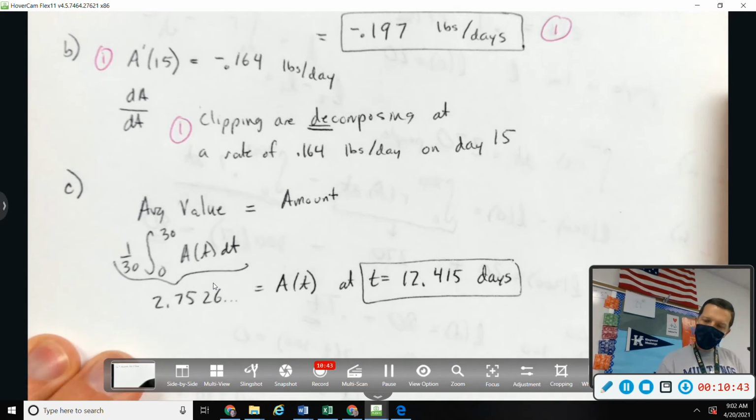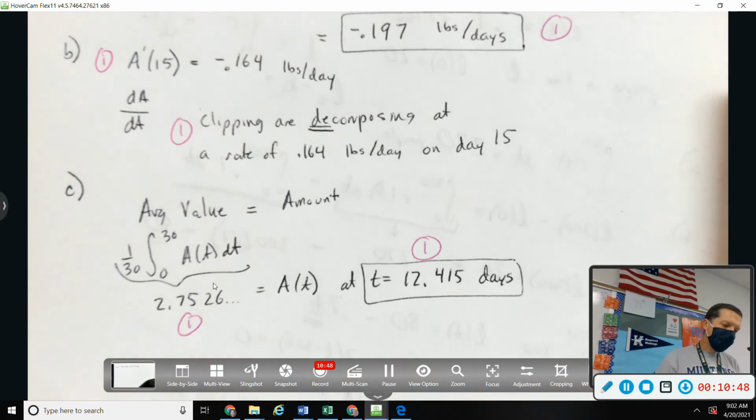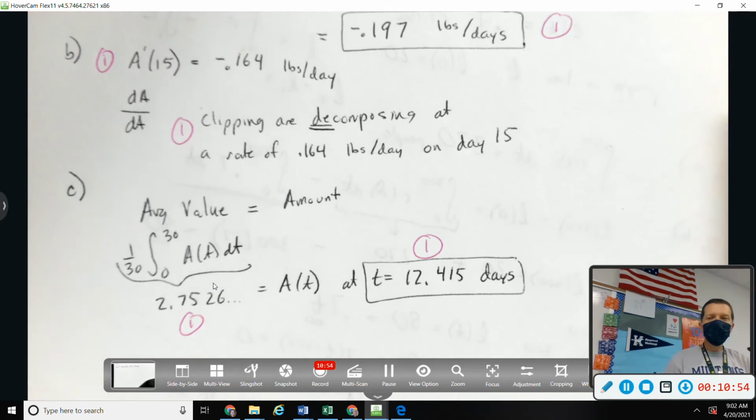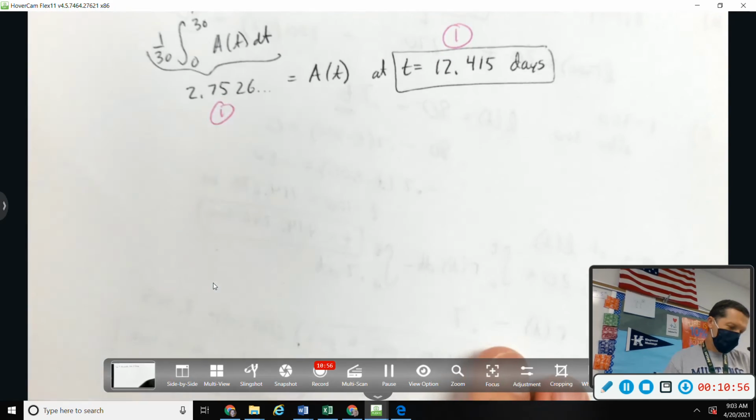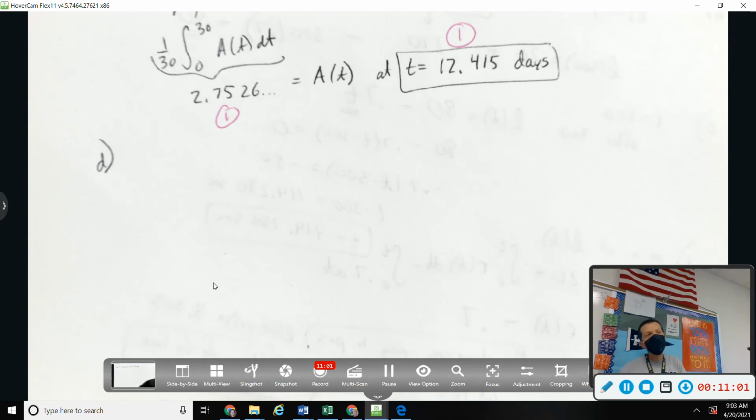And for this one, you got 1 point for finding the average value, and then 1 point for finding the time. And if you're keeping up, that still leaves 4 points left for the last part. But if we made it that far, we got 5 of the 9, so we're still on pace for a 3 now. Let's hope we can pick up a few more.